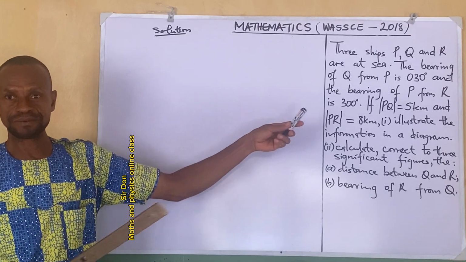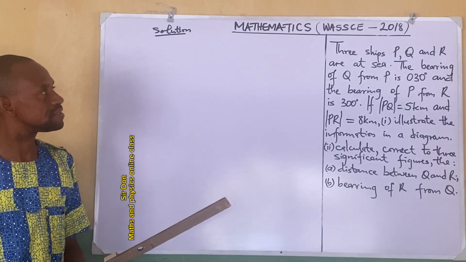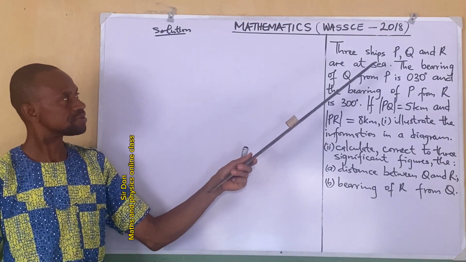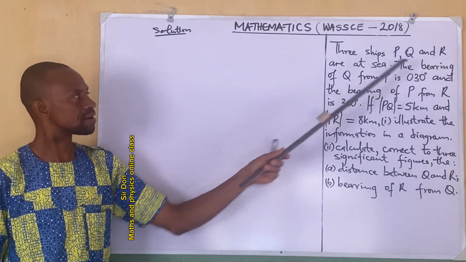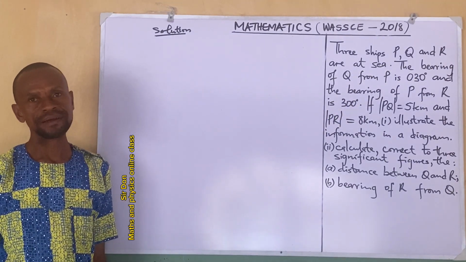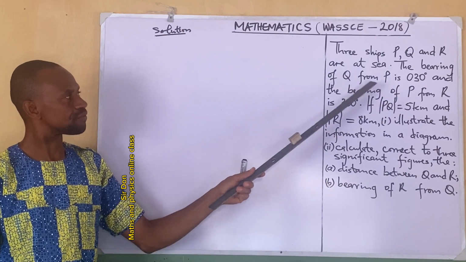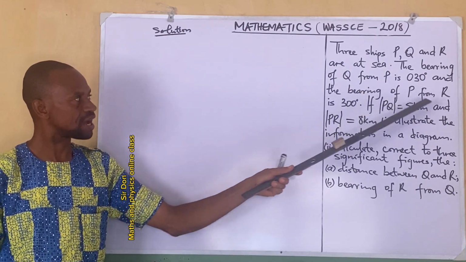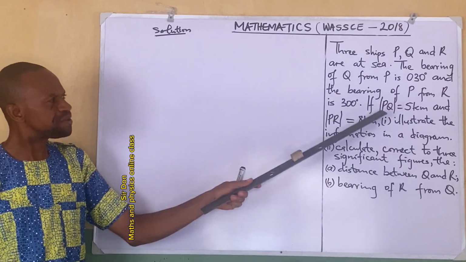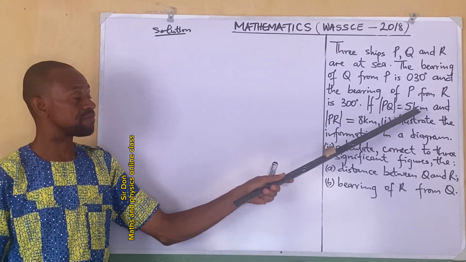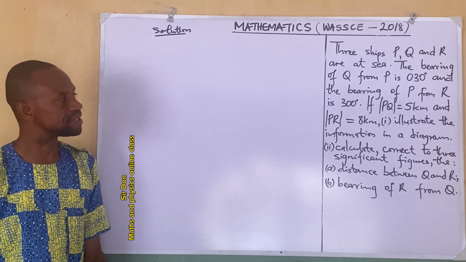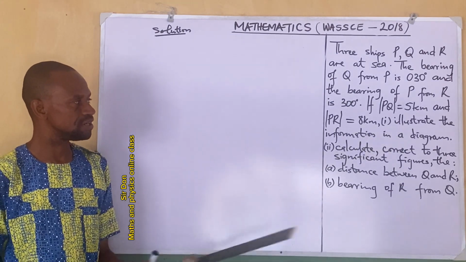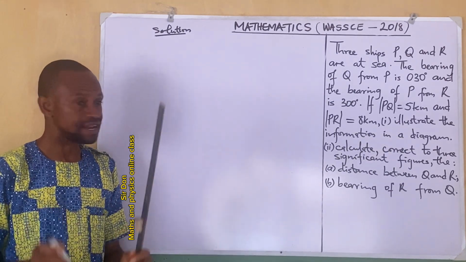Let's solve this past WAEC question, 2018. Three ships P, Q, and R are at sea. The bearing of Q from P is 30 degrees, and the bearing of P from R is 300 degrees. If PQ is 5 kilometers and PR is 8 kilometers, illustrate the information in a diagram.